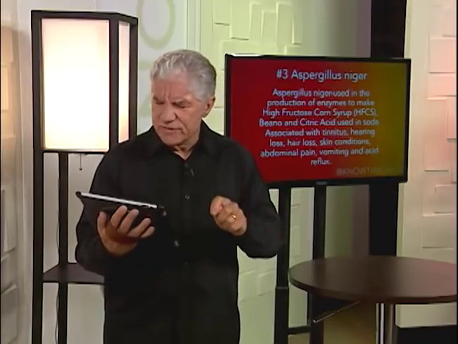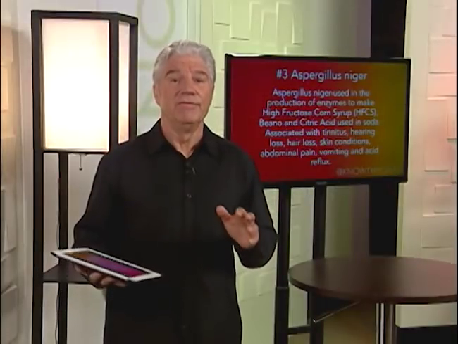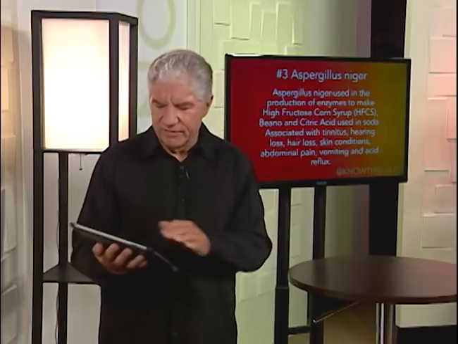The final one is Aspergillus niger. Aspergillus niger is used to make high fructose corn sweeteners, Beano and citric acid used in soda, right? That's so interesting. Associated with the tinnitus, hearing loss, hair loss, skin conditions, abdominal pain, vomiting, and acid reflux. This is a tough mold, tough fungus, okay? Aspergillus is the name of it.